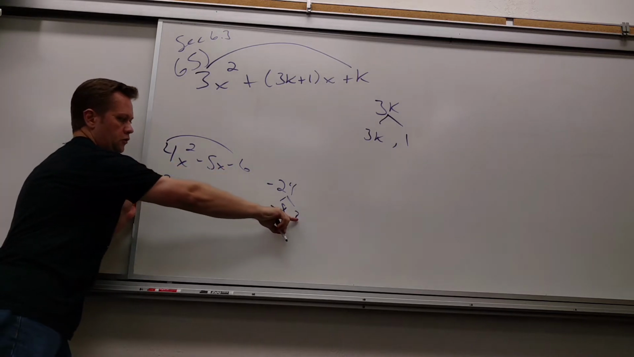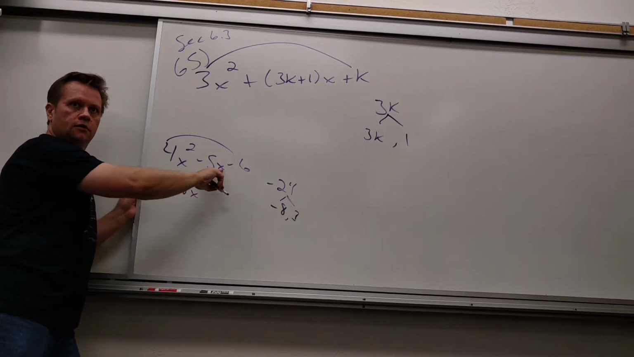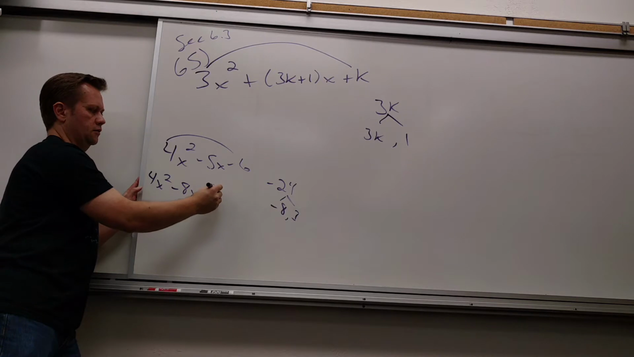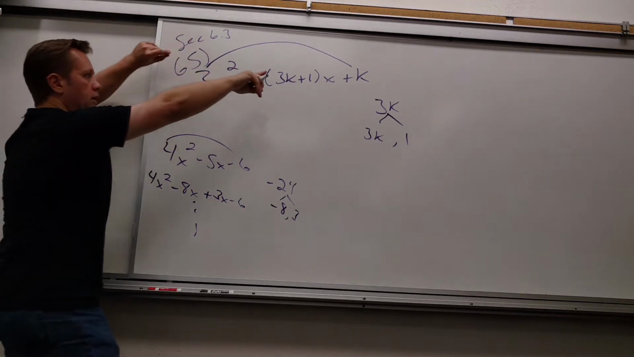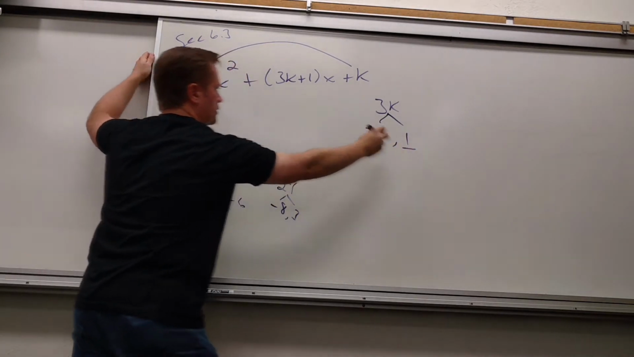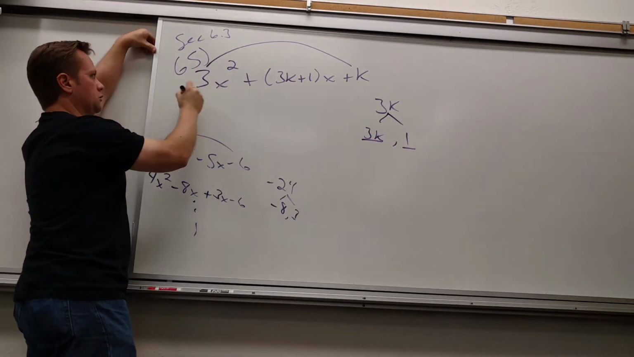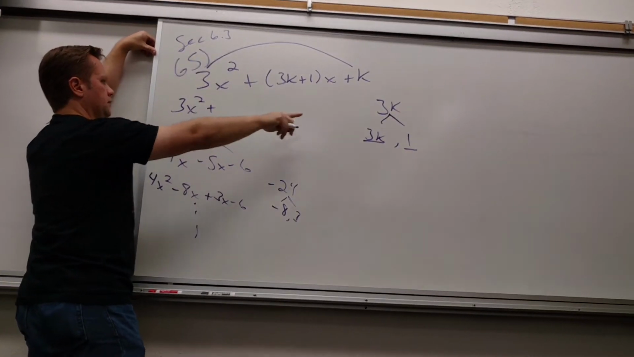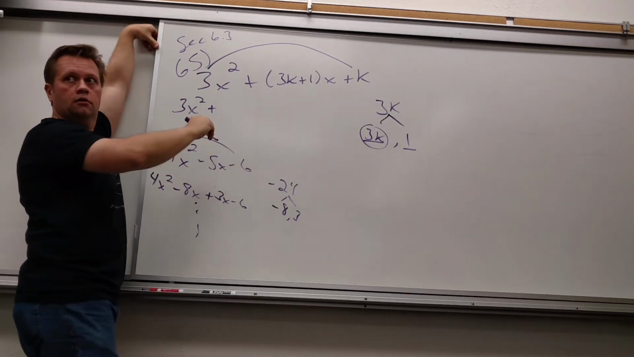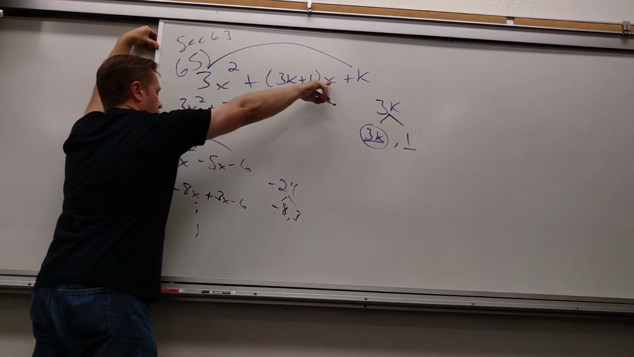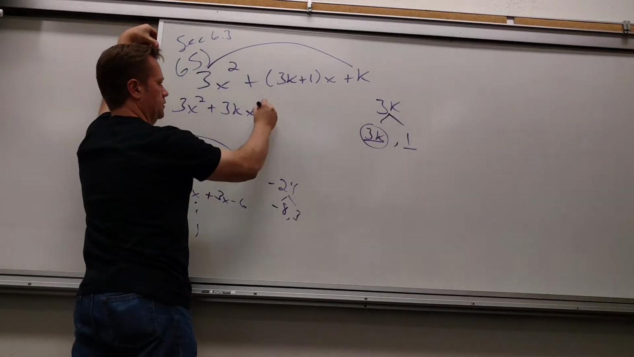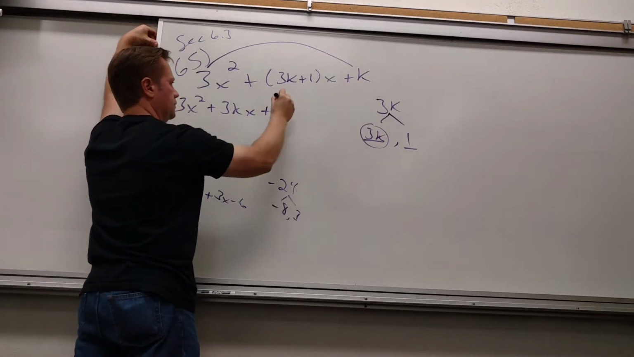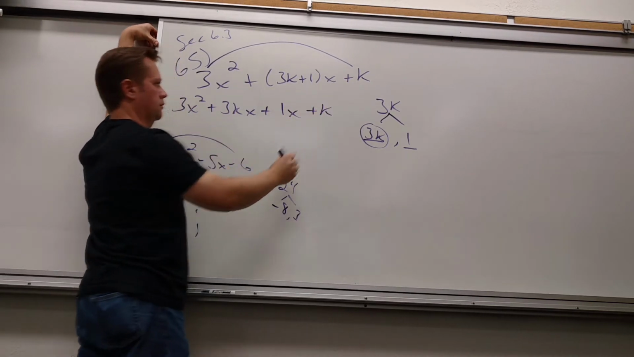Yeah. So those are the coefficients of x. That's right. Plus 3x minus 6. And then you would finish that. We're not going to finish that one out. So what would I do here? Same. Those are my numbers that I want to split the middle term up into. So it would be 3x squared plus 3kx. Just like we put the x there. Plus 1x. Plus k.